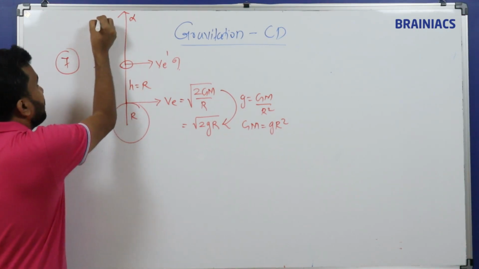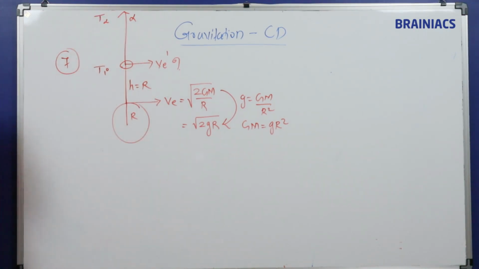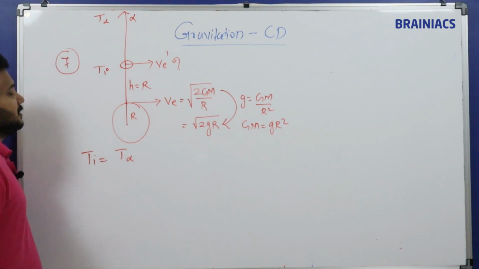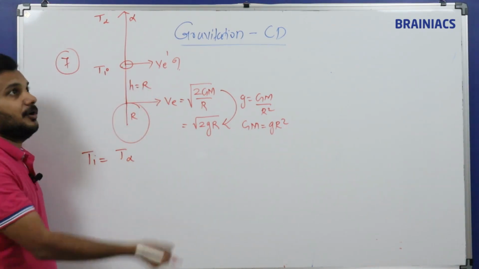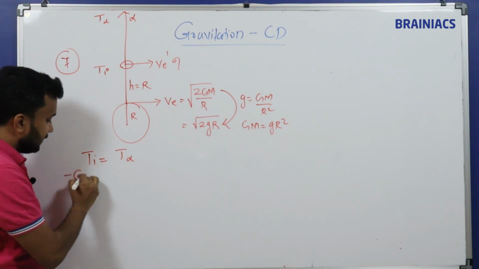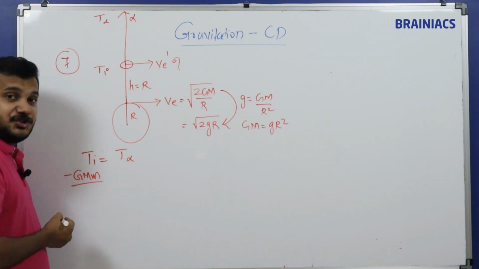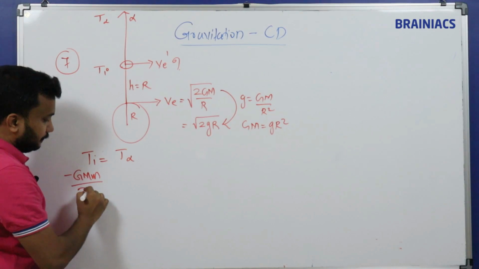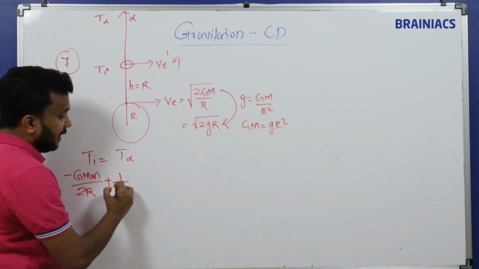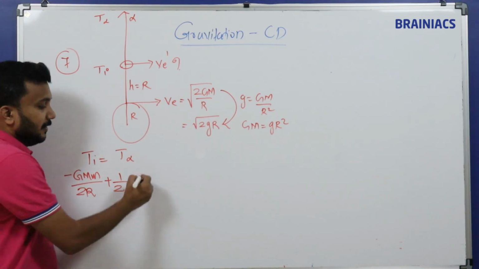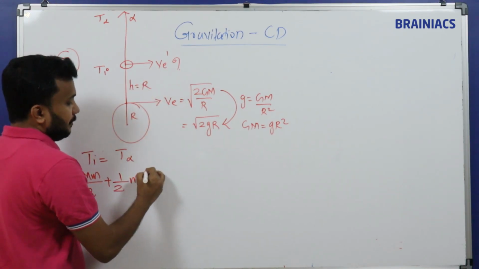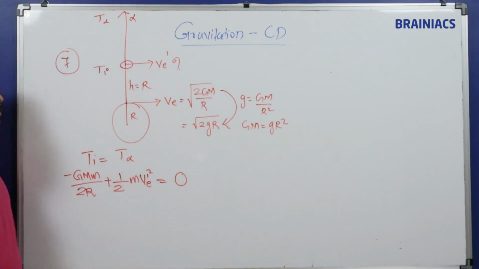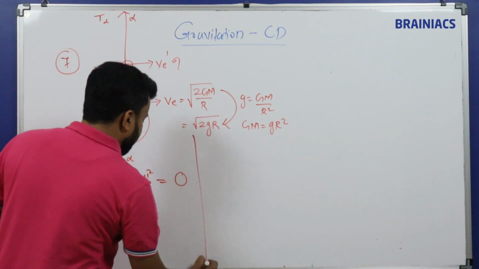Total energy at initial is equal to total energy at the final point. The final point is infinity. So apply energy conservation for all these kinds of problems. Total energy at the initial stage, I am throwing, it is moving with a velocity. So minus GMm divided by H plus R, the total distance from the center is 2R, potential energy plus kinetic energy, half into m into the velocity. What will the velocity be? Escape velocity dash square. And it is going to infinity. What is the total energy at infinity? It is zero.